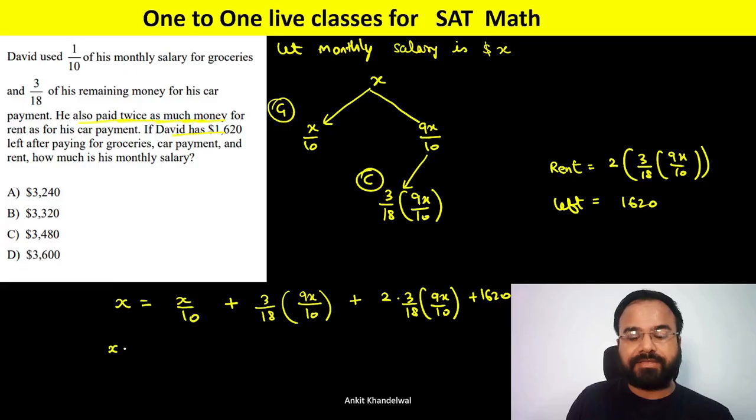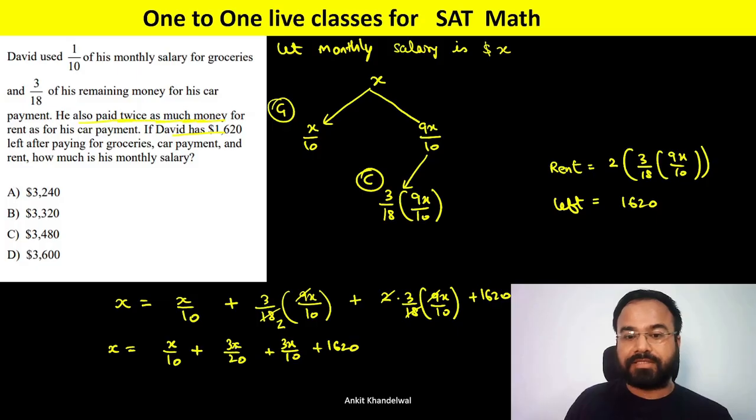To simplify this, you should also know how to do it manually. Sometimes manual becomes easier as compared to the calculator. So you can simplify this. This is x over 10 plus, this 9 will cancel 18 two times, so it is 3x over 20. Then 9 times 2 is 18 and 18 will cancel out. This is 3x over 10 plus 1620.